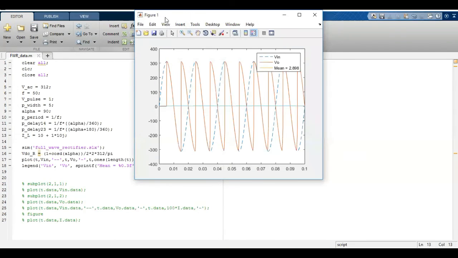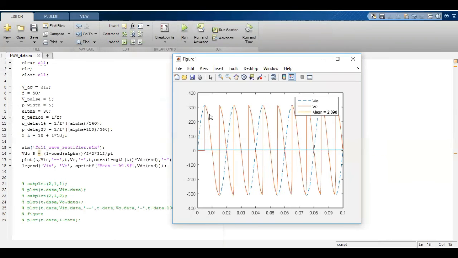Okay, so in this case, the value of the output which I obtain is this. So after 90 degrees, I get this output waveform. But for further 90 degrees, I obtain the negative output. This is due to the freewheeling phenomena in RL load.